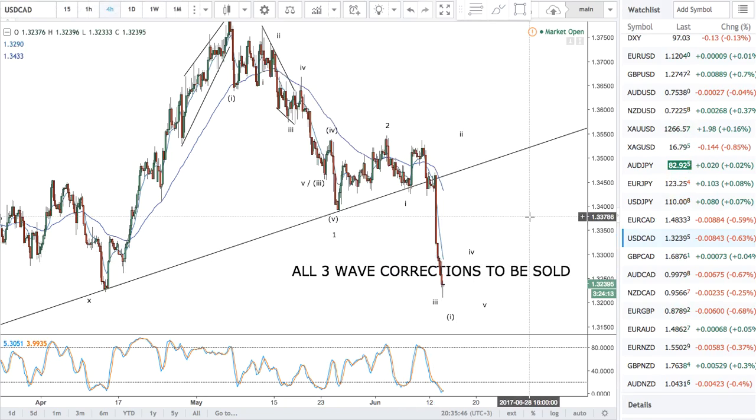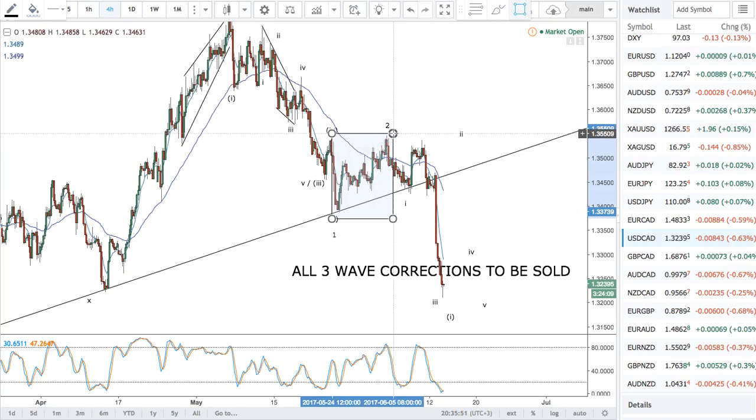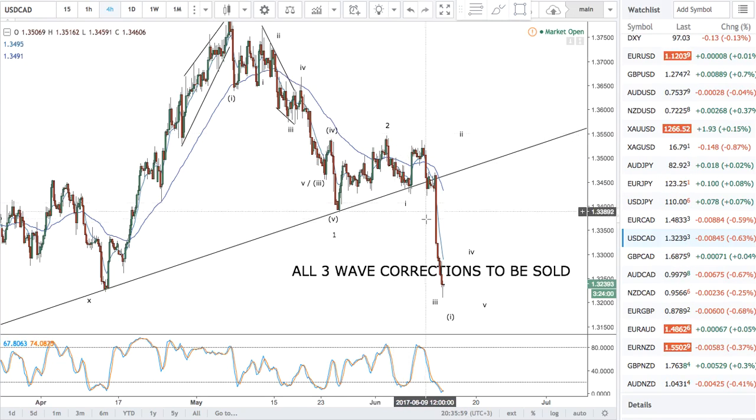And if it's that simple, something like this, should have known better right there. Just sell that. That's 3 waves. No questions. All 3-wave corrections to be sold into until we see 125. All right. Bye-bye.